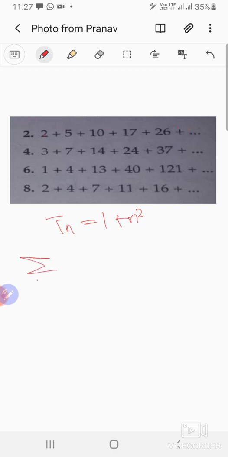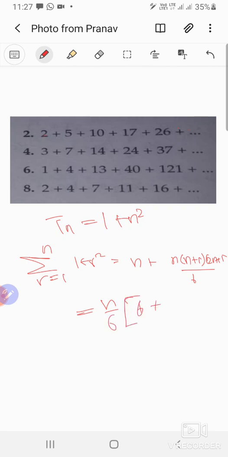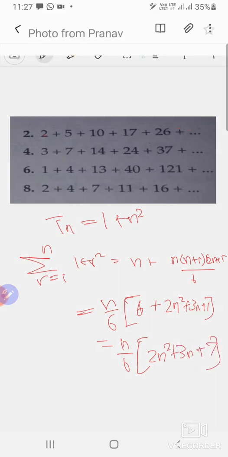So now if we sum this from r equals 1 to n of 1 plus r squared, that's supposed to be equal to n plus n(n+1)(2n+1)/6, and that's equal to n/6 of 6 plus 2n squared plus 3n plus 1. That's equal to n/6 of 2n squared plus 3n plus 7. Alright, so that was nice. Let's move on to the next question.